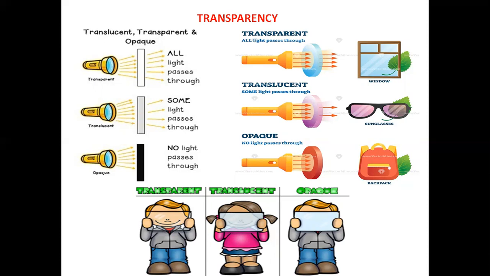Therefore, I can say that a glass is a transparent material. Light completely passes through glass. Whereas on the other hand, with a sunglass, you can also take a butter paper as an example. In a butter paper, only some amount of light passes through, whereas the other light remains as such. Hence, they are called translucent. And opaque are objects through which no light can pass through.